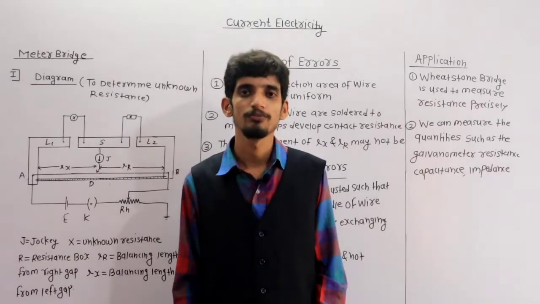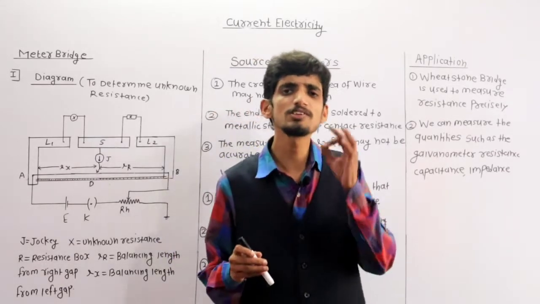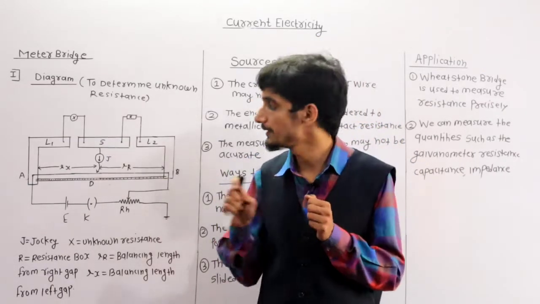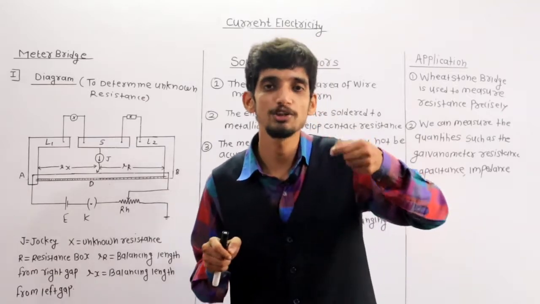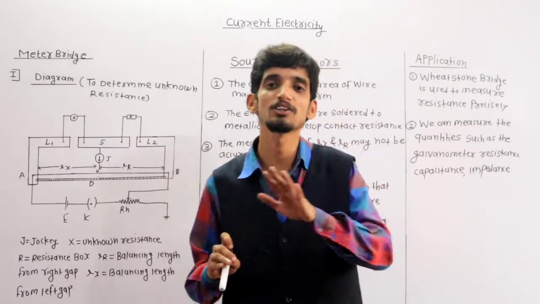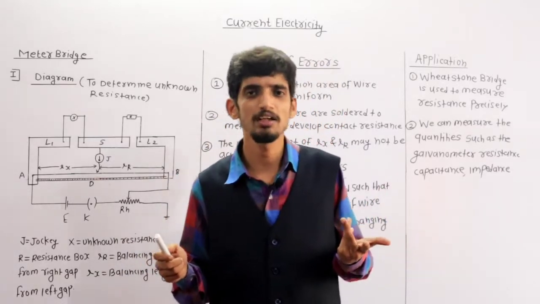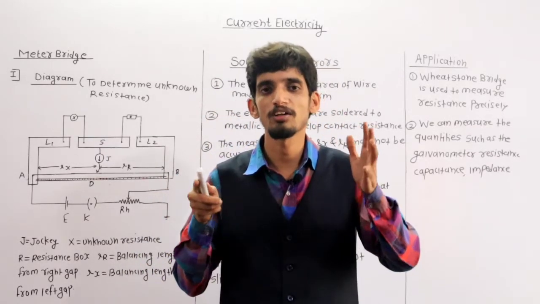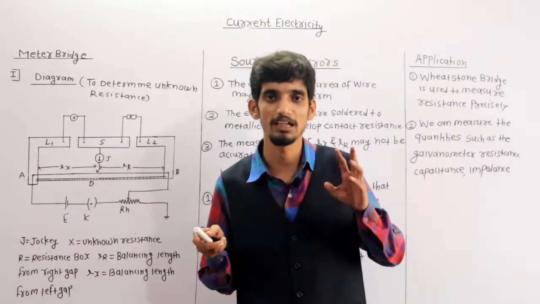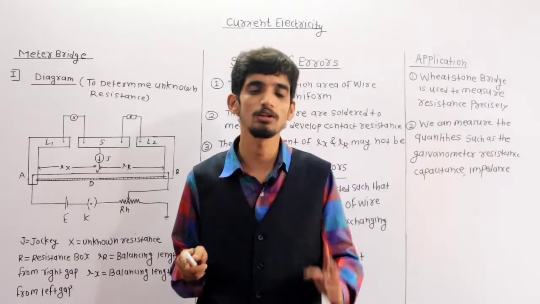Clear? Okay. Now we are going to discuss the sources of error in the meter bridge experiment. The first source of error is with respect to area. We assume that the wire which we are using in the meter bridge experiment is of uniform cross sectional area. But if the wire does not have a uniform cross sectional area, then definitely there will be variation in the resistances, because while deriving the formula for unknown resistance, we have assumed the cross sectional area is the same for both the lengths. If it is of non-uniform cross sectional area, then the area may change. So this is the first source of error.